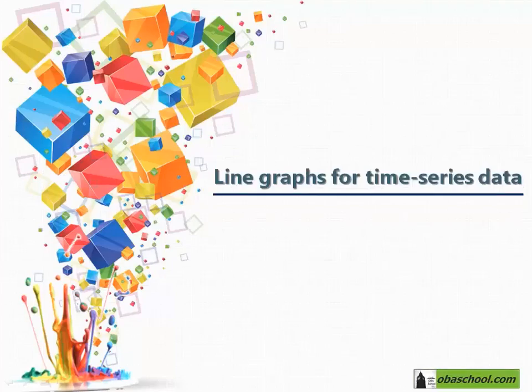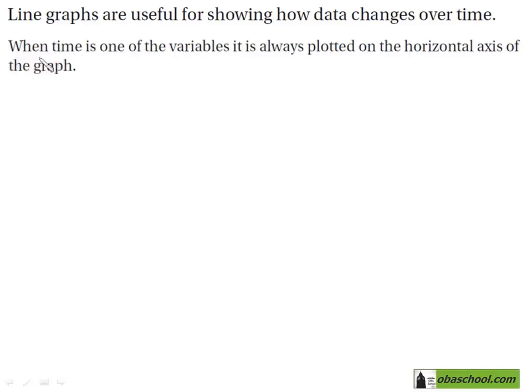In this tutorial, we will be talking about line graphs for time series data. Line graphs are useful for showing how data changes over time. It is basically when you're talking about a variable that is changing and fluctuating over time. As we proceed with time, the data changes. When time is one of the variables, it is always plotted on the horizontal axis of the graph.